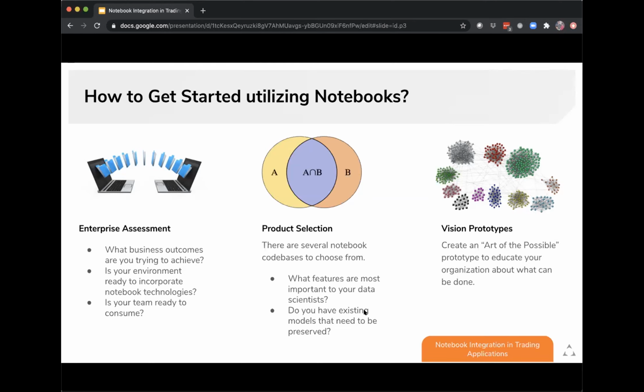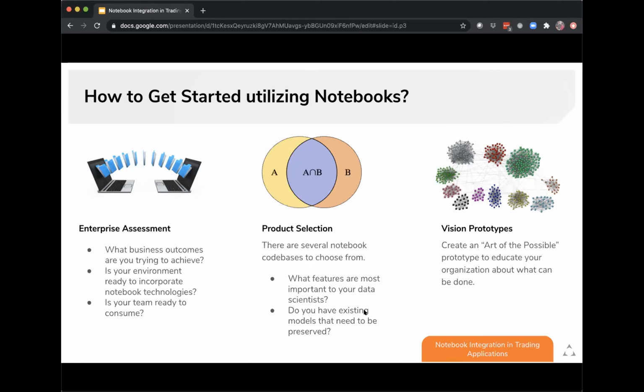There are many notebook options out in the marketplace that are possible to make something like this run. So we help you with the product selection. How do I pick the right notebook and get started with a small initiative to prove that I can do many of the things we've talked about today?